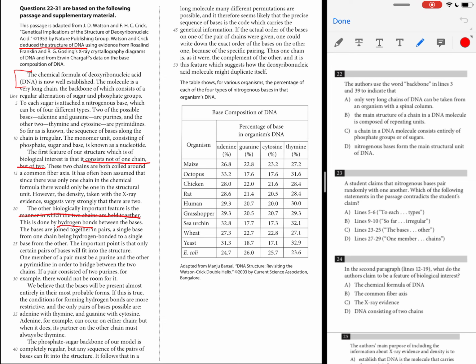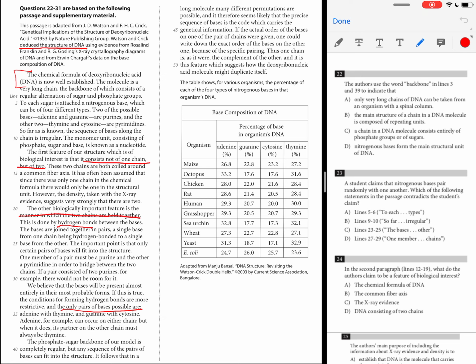Next paragraph, 31. We believe that the bases will be present almost entirely in their most probable forms. I'm not totally sure what this means. I'm going to keep reading. It's not that long a paragraph. If this is true, the conditions for forming hydrogen bonds are more restrictive, and the only pairs of bases possible are... Okay, so the only possible pairs of bases. And then they list them. When you have learned about DNA, they do talk about that a lot. So if you're familiar with it, it makes this easier again. But they're the only sets, so these have to be paired with each other.